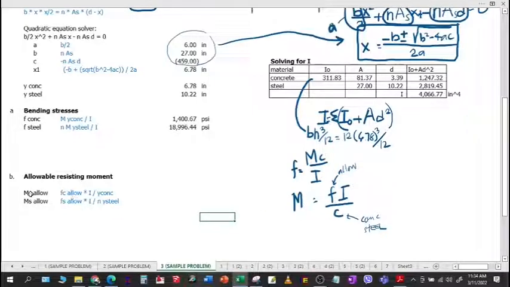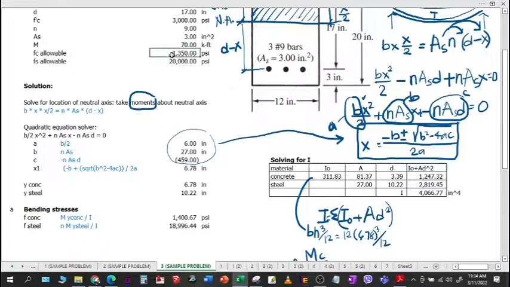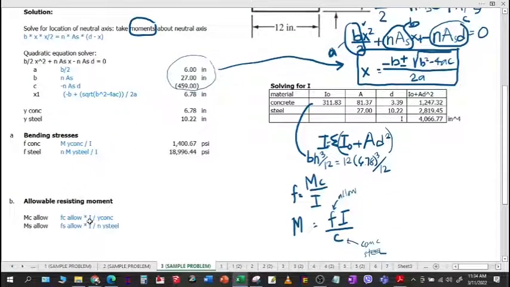So for moment in concrete allowable, that will be F in concrete allowable or 1350 psi times I, which is this, over Y concrete. And Y concrete is 6.78. So plugging in the values, you can generate this answer in terms of pound, inch, and then divide it by 12,000. Okay, to convert it to foot kip.